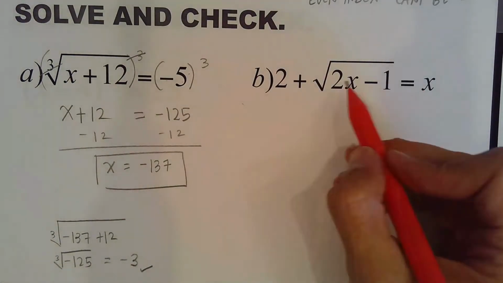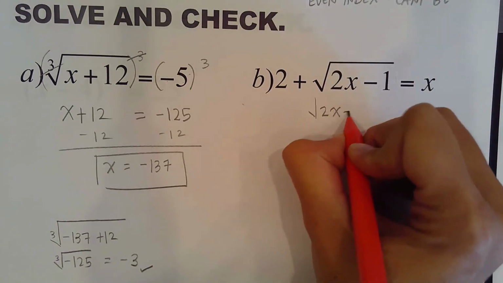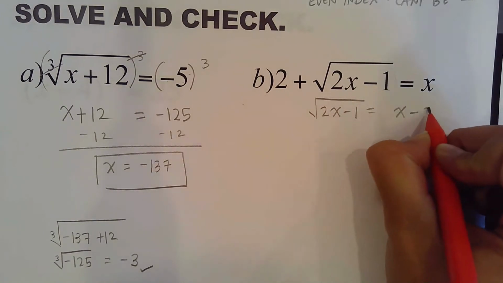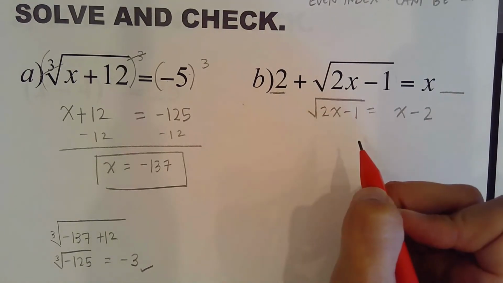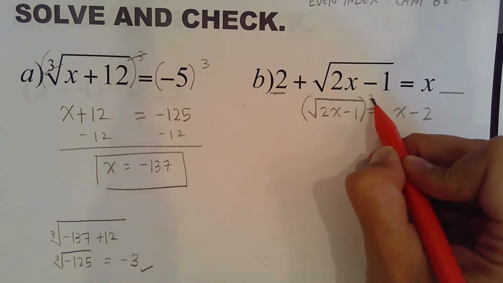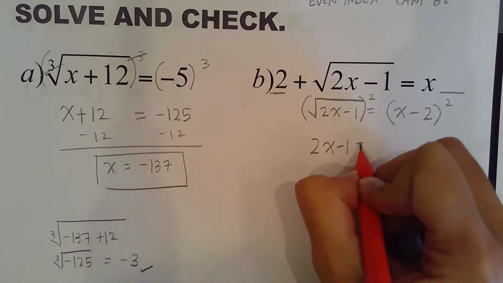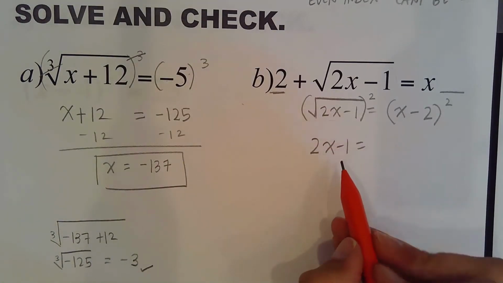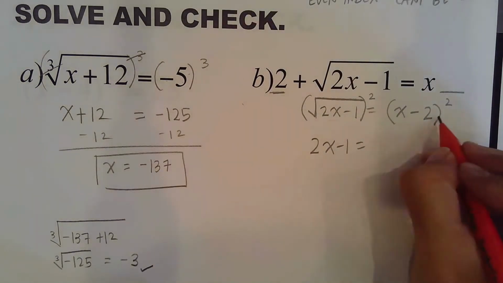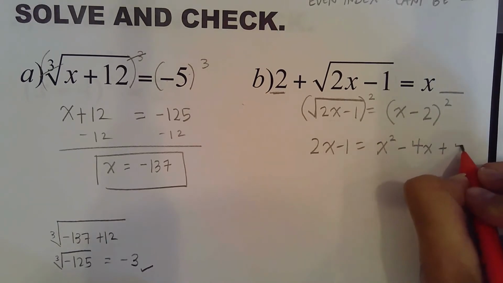Alright, let's look here. So this one I need to get the radical by itself. So I'm going to have the square root of 2x minus 1 is equal to x, and when I move that, I've got to move this to the other side, so it's going to be x minus 2. So I am going to square both sides here. I'm going to have 2x minus 1, when I take the square of the square root. And then x minus 2 squared is going to be x squared minus 4x plus 4 when I multiply it out.